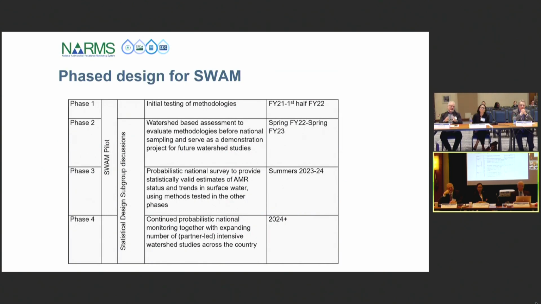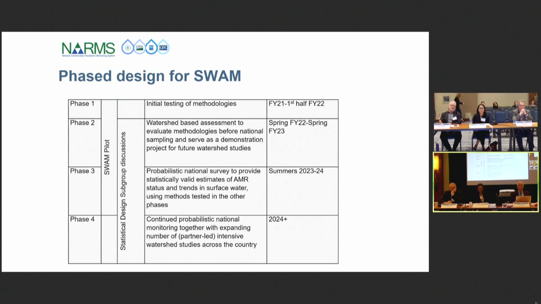And the phase design of this effort, the first phase was initial testing of the methods and standardization of methodologies, going back to the point about environmental work really needing to incorporate that. And that work was done over the last couple of years, and that's in place. And I have to say that we collaborated quite extensively with work that Dr.